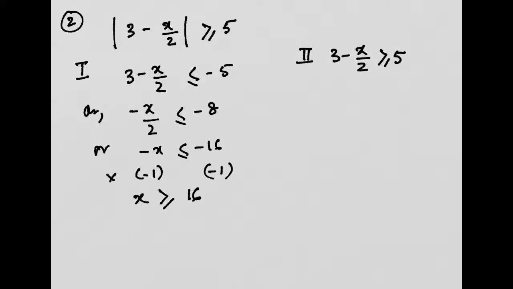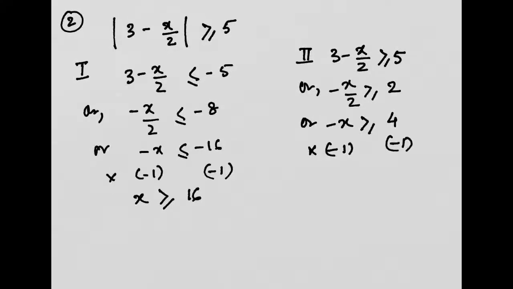So this is case 1, and solving the second case, I get minus x by 2 greater than or equal to 5 minus 3, that is 2, or minus x greater than or equal to 4, or again multiplying both sides by minus 1, I have x less than or equal to minus 4.